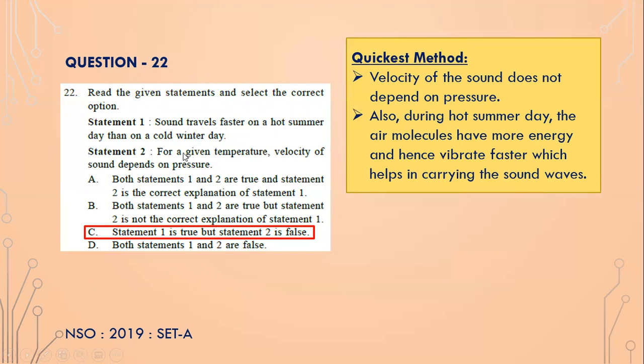But the second statement is, for a given temperature, velocity of sound depends on the pressure. No, isn't it? Velocity of sound does not depend on pressure. It may depend on the temperature, it may depend on the density of the medium, but definitely not on the pressure.